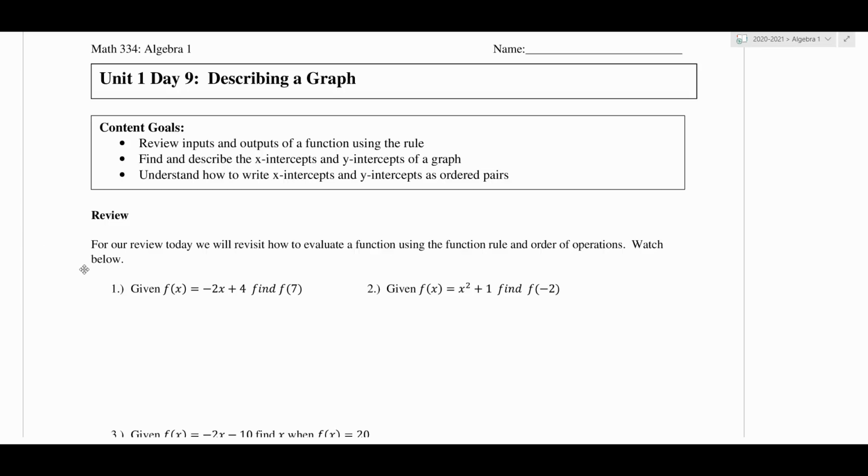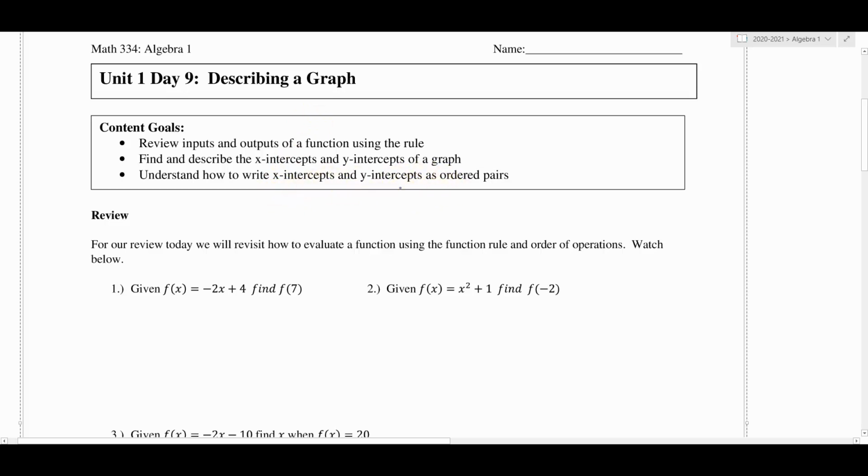Today's lesson is going to be Unit 1, Day 9. We're going to be learning how to describe a graph today. So our content goals, we're going to start off with a little bit of review on inputs and outputs of a function using the rule. And then we're going to focus on finding and describing the x-intercepts and y-intercepts of a graph. We also want to make sure that we understand how to write the x and y intercepts as ordered pairs once we find them.